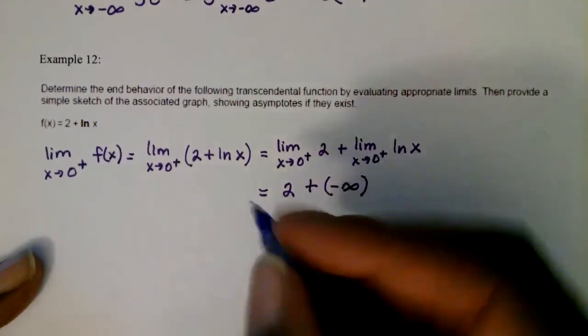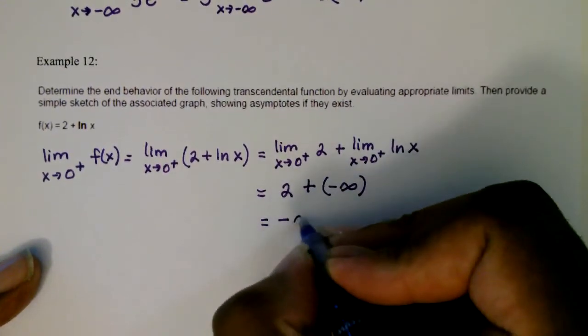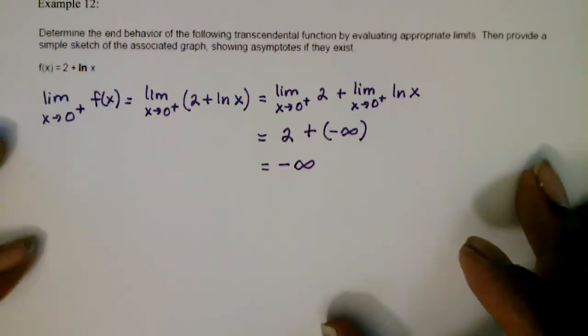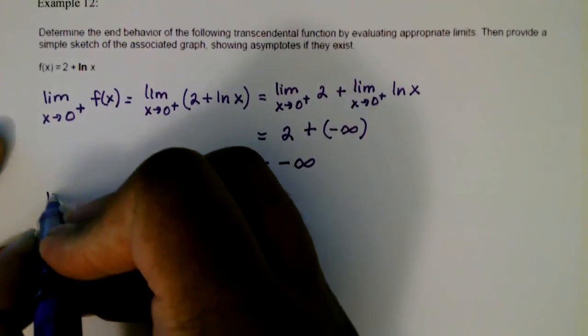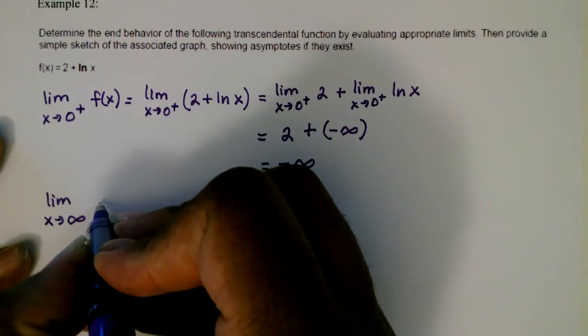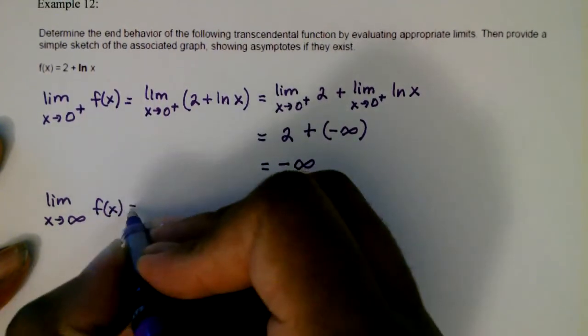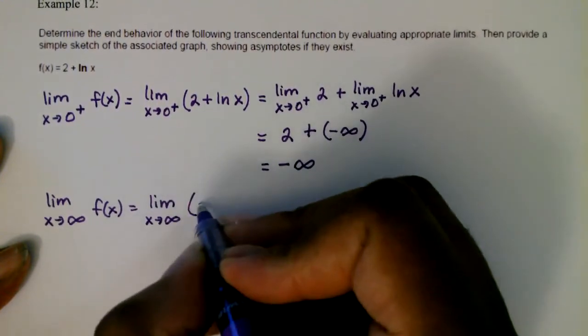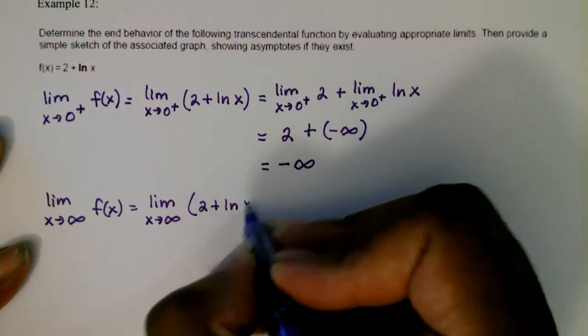So 2 plus negative infinity, well, that's just going to go to negative infinity anyway. So the limit as x approaches 0 from the right of 2 plus ln of x will be negative infinity. And now we look at the limit as x approaches infinity of f of x. So look at the limit as x approaches infinity of 2 plus ln of x.